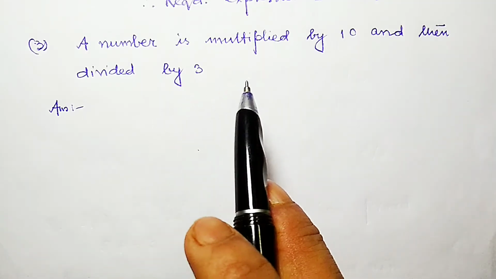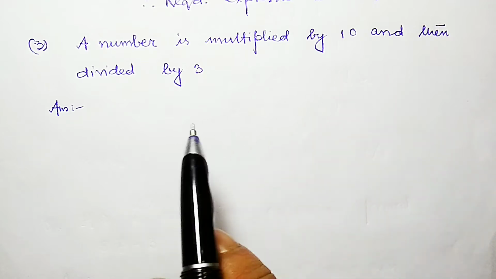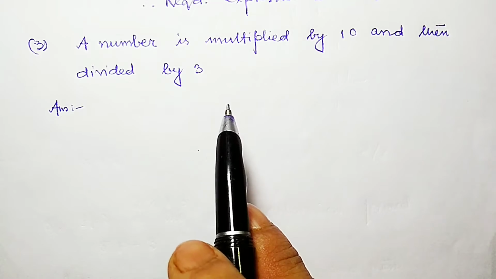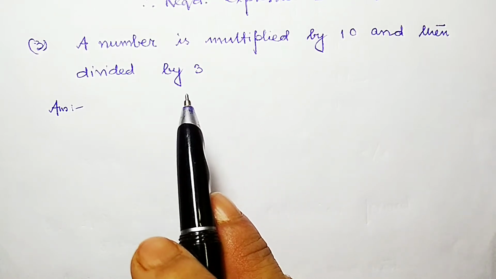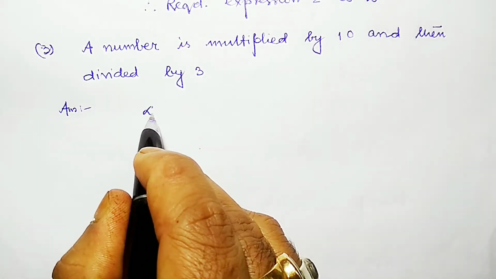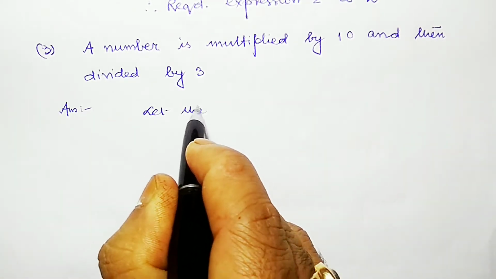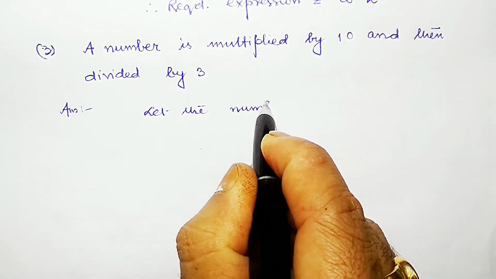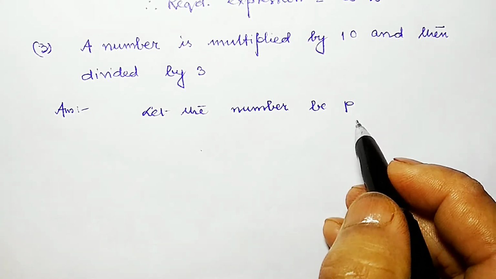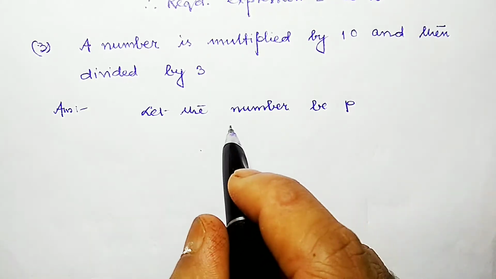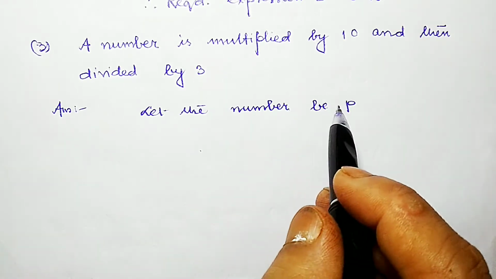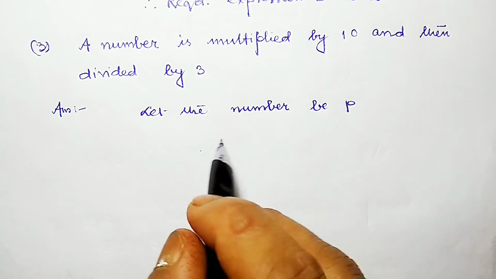A number is multiplied by 10 and then divided by 3. I told you in the previous sum, whenever you have to frame an algebraic expression, you consider the number to be any variable. We can consider, suppose the number is p, we can write let the number be p. A, B, C, P, Q or any variable can be taken. Suppose the number is p. A number is multiplied by 10. So when we multiply this by 10, it will be 10p.